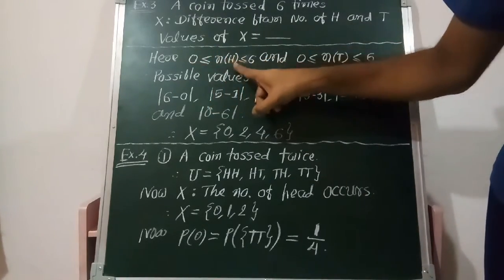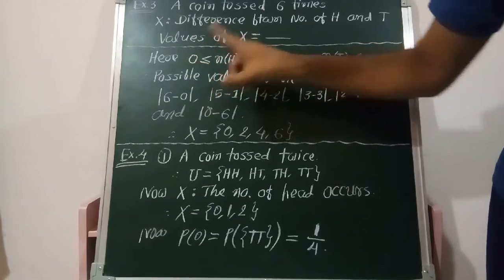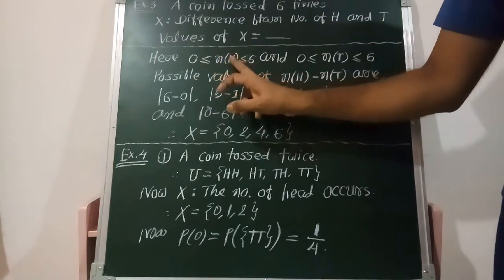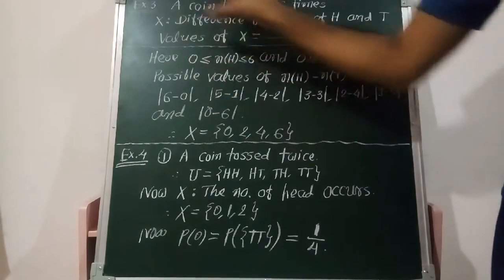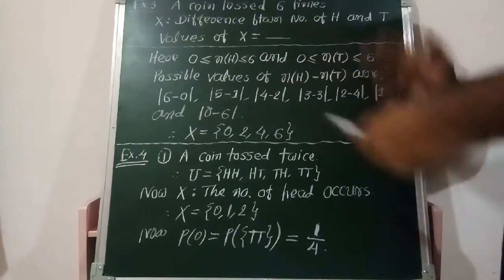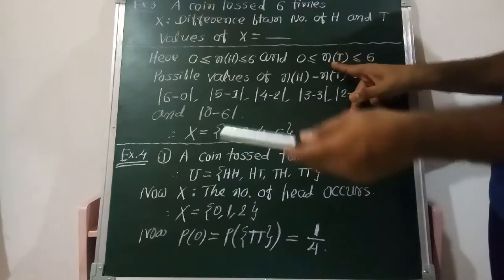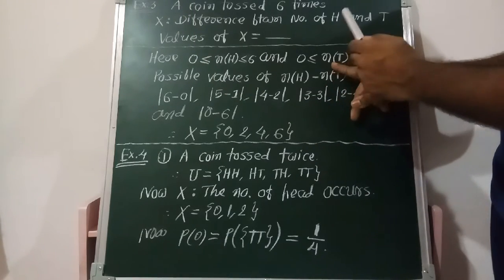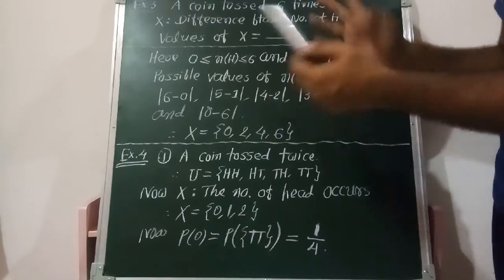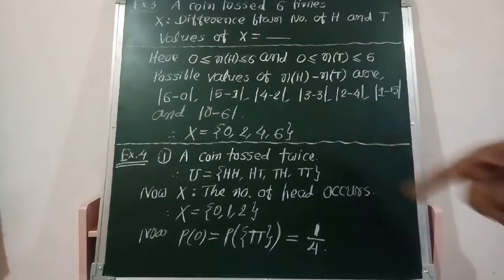It means the number of heads is 0, or 1 time head, or 2 times, or 3, or 4, or 5, or 6. It means the number of heads occurring in all possible results lies between 0 to 6. Same as the number of tails occurring, up to 0 to 6 times. It means first time you get 1 tail, 2 tails, 3, 4, 5 and 6 tails. And it is also possible that no tail occurs. It means it is possible that all 6 times head occurs.